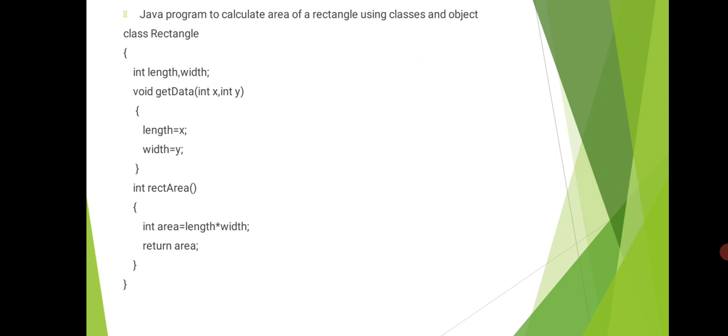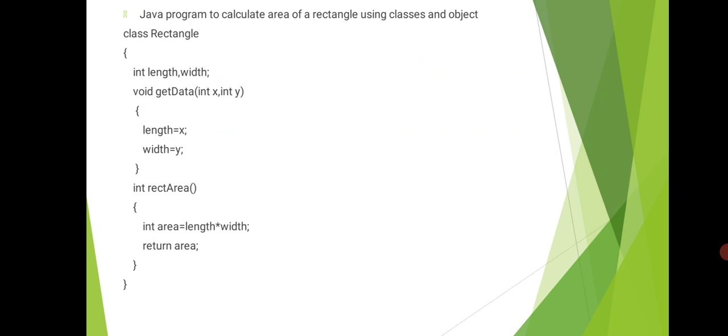When an object is created, this length and width will get a memory space. Instance means nothing but allocating memory for the data members of a class. So when you create an object, at that time you get memory for length and width. So they are called instance variables. They are object variables. When an object is created, at that time length and width get memory.